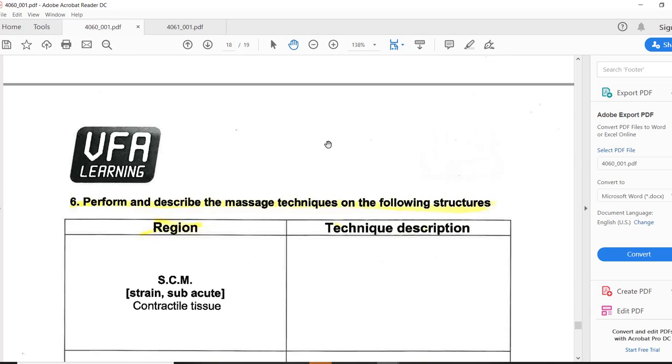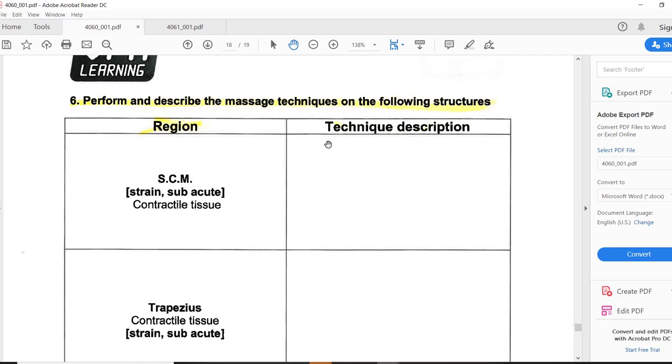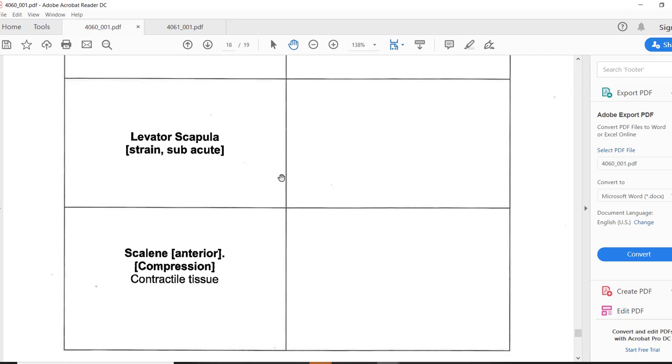For part 6, you need to perform and describe the massage techniques that you would use for the following conditions. So again, region has been given to you, but you need to identify the techniques. So this needs to be done for SCM, a strain in a subacute stage, so SCM being sternocleidomastoid muscle. So that's a contractile tissue. The trapezius, contractile tissue in a strained subacute stage. Levator scapula being strained in a subacute phase, and scalenes, the anterior scalenes, being compressed and looking at the contractile tissue.